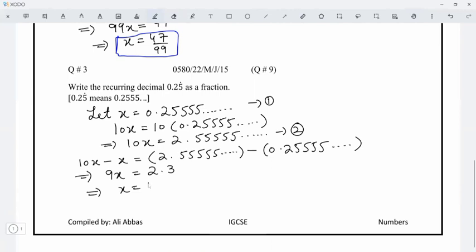We will get 2.3 divided by 9, and in the next step we multiply by 10 in the denominator. Why? Because we have to remove that decimal. There is one digit after the decimal, so we multiply the denominator by 10. So it gives you 23 divided by 9 times 10. What is the answer? It gives us 23 divided by 9 times 10, which is 90.